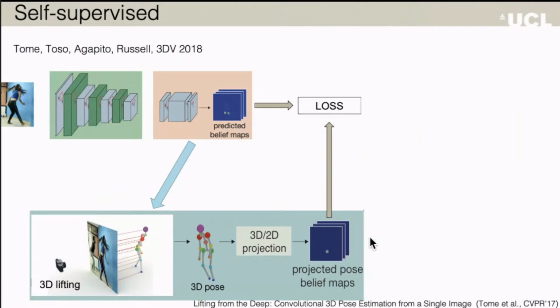We can go one step further, which is to not even need that 2D loss. We can just impose that these predicted belief maps, the ones predicted via the image and the ones that are lifted into 3D and projected back, should be the same. And this would be a self-supervised approach.